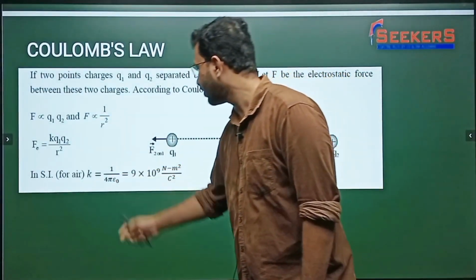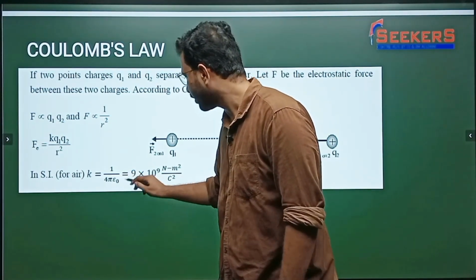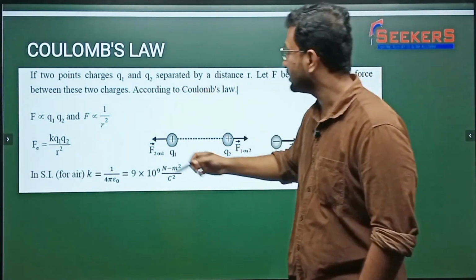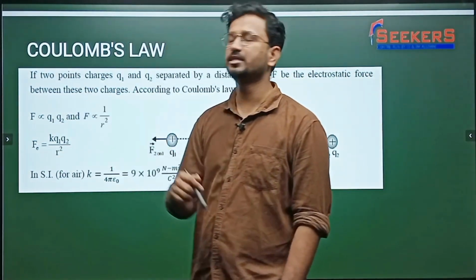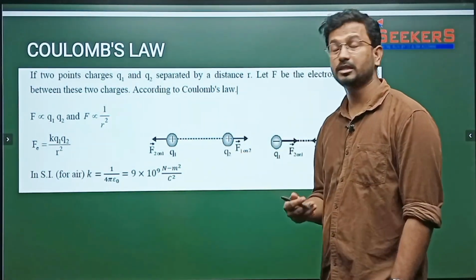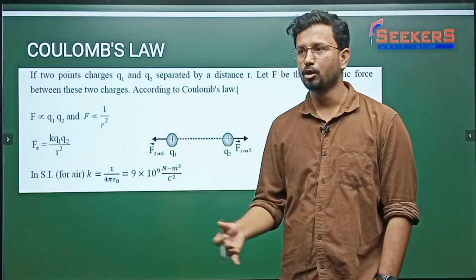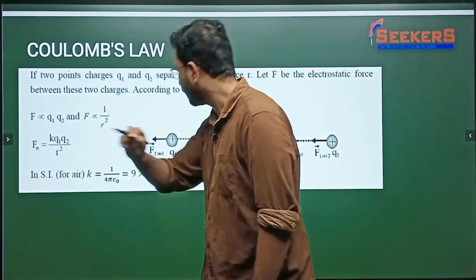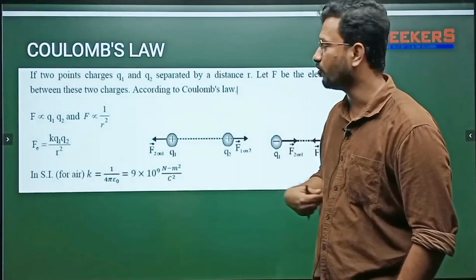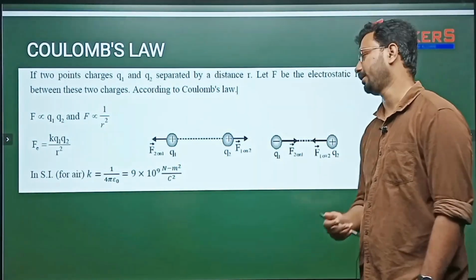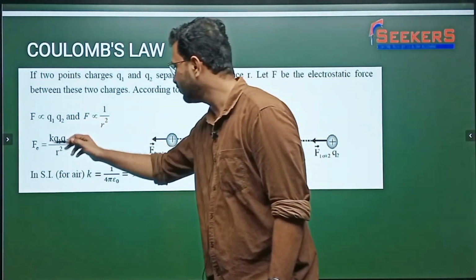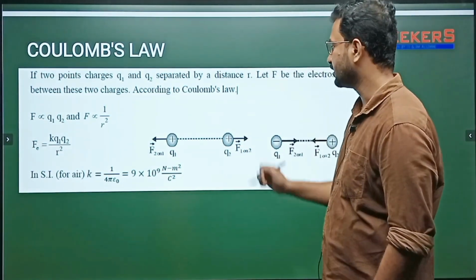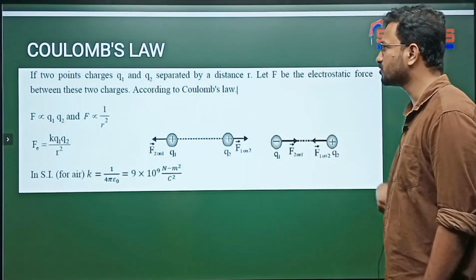K value is what? It is 1 by 4 pi epsilon naught. What is epsilon naught here? Epsilon naught is the permittivity of free space or vacuum. It means this formula is valid for free space or vacuum. If you keep the charges inside water or oil or any other medium, the force will be different. In that case, epsilon naught will not be here. We'll use epsilon, the permittivity of that particular material, water, oil, or anything, and the K value will change. Generally, K value is 9 into 10 to the power 9 Newton meter square per Coulomb square. So this is basically Coulomb's law, a very simple thing.